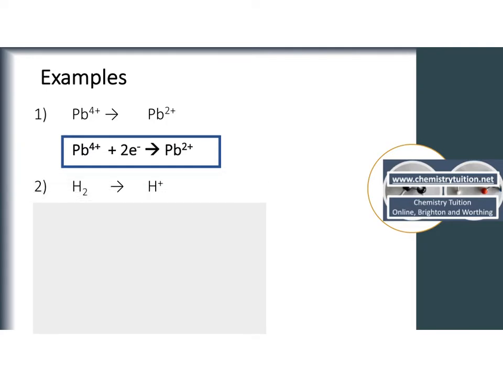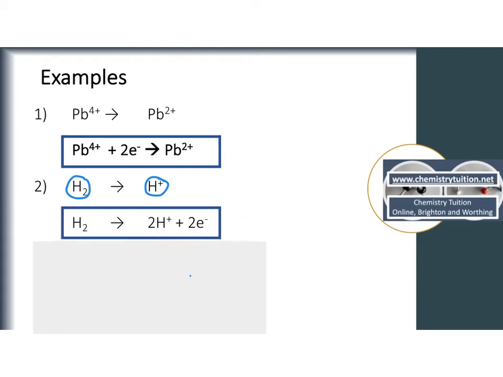The next one is hydrogen becoming H+. Now, first thing we need to spot is, of course, that is not balanced with respect to atoms because I've got two hydrogens here but only one hydrogen there. So first things first, I'm going to balance it with respect to atoms, and then I can think of balancing it with respect to charge as well. So H2 gives me 2H+, and because I've got 2H+, I need two electrons for that. Each hydrogen atom loses an electron to become H+.